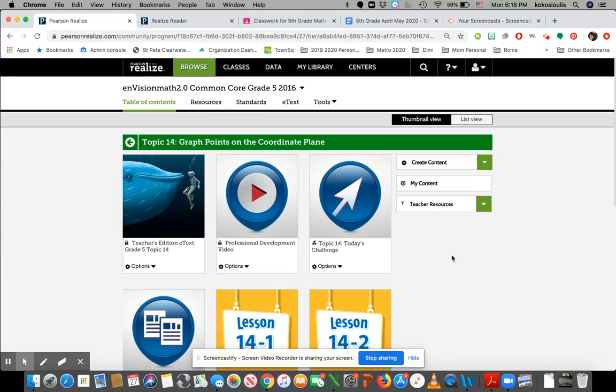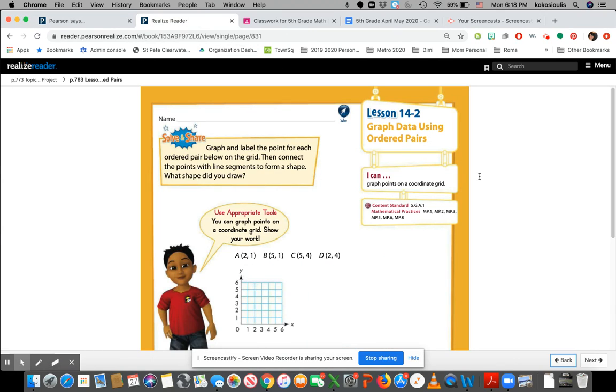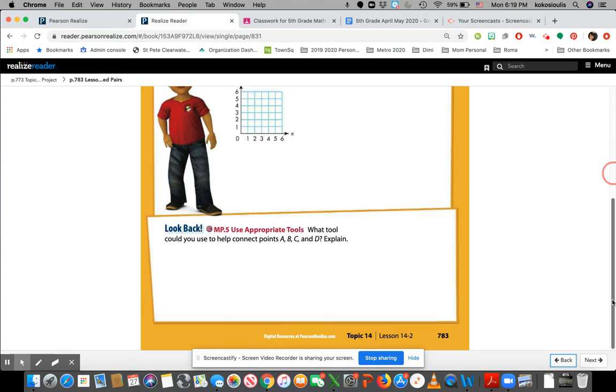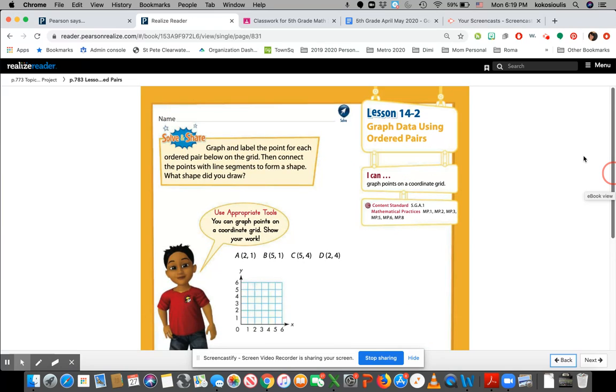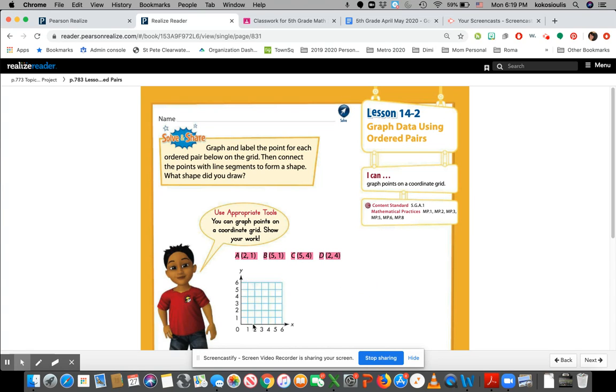So today we're just going to move on to lesson 14-2. If you have your book in front of you, we are on lesson 14-2 on page 783. Today, what we're going to do is just graph our data on ordered pairs. If you remember what ordered pairs are, they are these numbers right here. Those are our ordered pairs, and we just graph them. So x comes first, so 2 and 1 go right there.